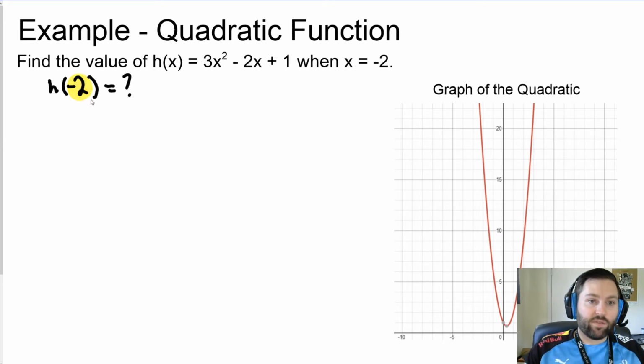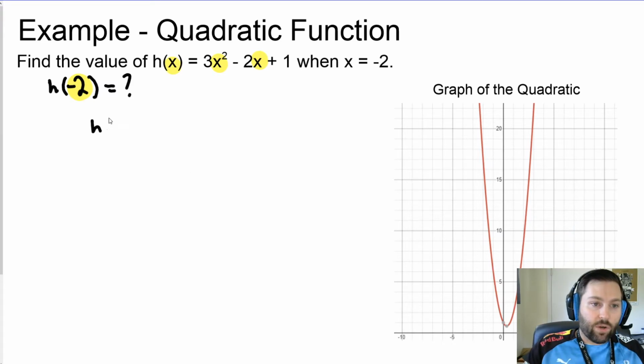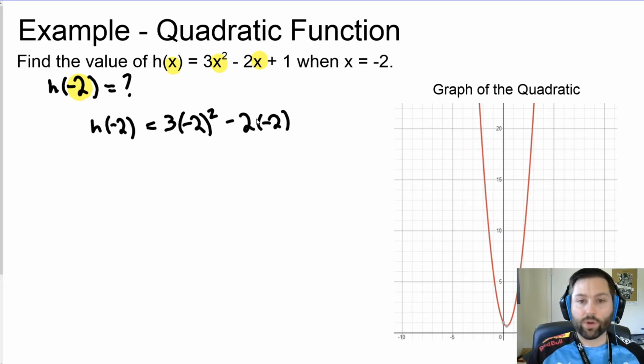You're going to take the negative 2 and you're going to substitute it here. You're going to substitute it here. And you're going to put the negative 2 in for here as well. So switching back to my pen, I get h of negative 2 equals 3. And this is where the parentheses becomes extremely important. Negative 2 squared minus 2 times negative 2. Again, the parentheses are very important, plus 1.